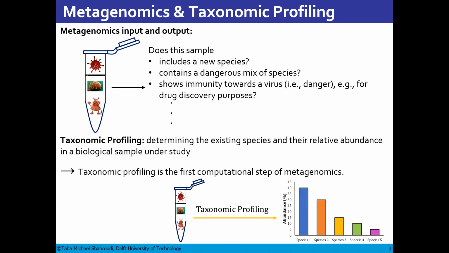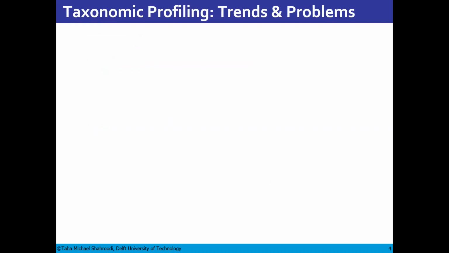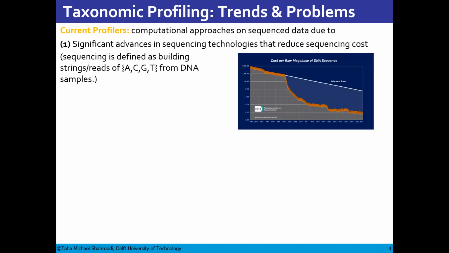To visualize the profiling better, this is what the input and output of a taxonomic profiler looks like. Current profilers are computational approaches that work with sequence data, or in other words, strings of ACGT. There are 2 reasons behind this decision. First, sequencing technologies have advanced significantly in the past decade, so much so that, as you can see in this graph, the drop in the cost of sequencing has surpassed the improvements due to Moore's law.